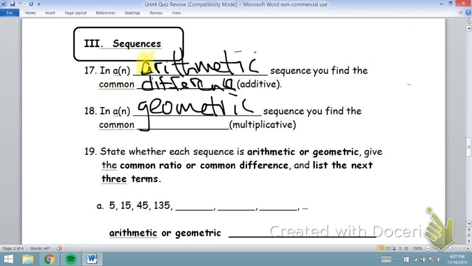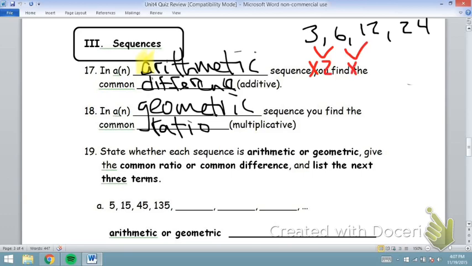Alright. In a geometric sequence, you find the common ratio. And in a geometric sequence, you're multiplying each term to get the next one. For example, 3, 6, 12, 24. In this geometric sequence, I'm multiplying each term by 2 to get the next term. So in this case, my common ratio would be times 2.